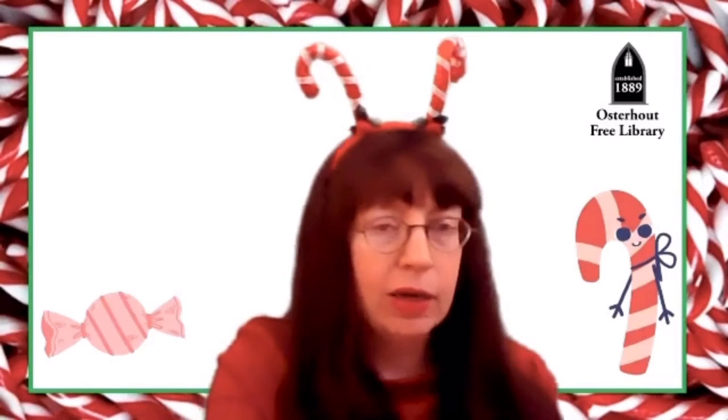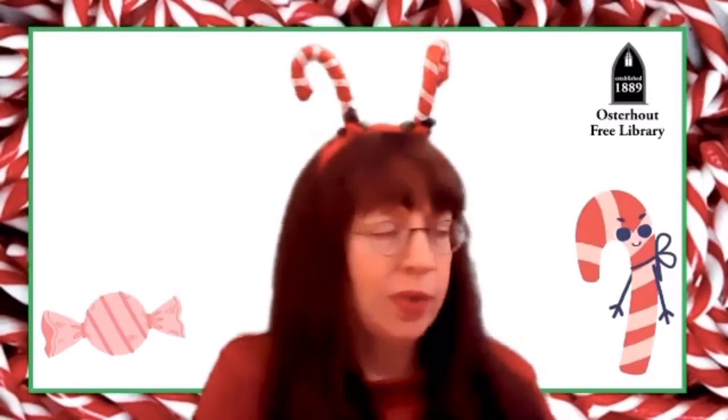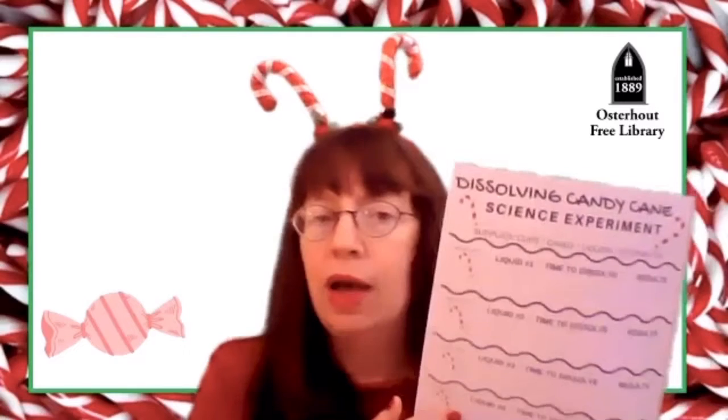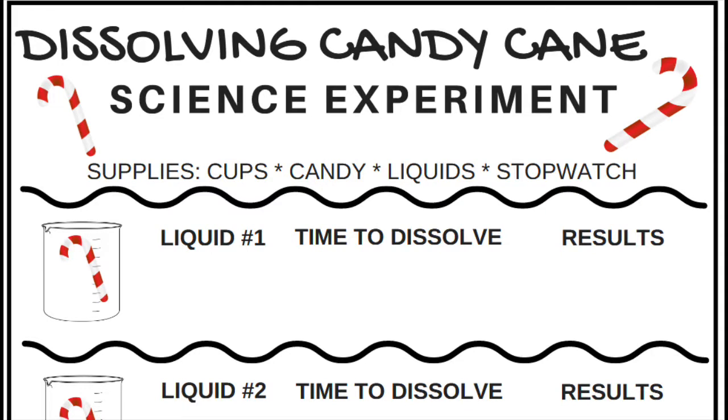So let's get started. For this experiment, you will need candy canes or peppermints and some clear glasses or jars that you can see through. You'll want a timer or a stopwatch. And in the description box below, you can find a printable recording sheet, or you can make your own. So you're going to choose 3 or 4 liquids and find out which one will dissolve the candy cane first.